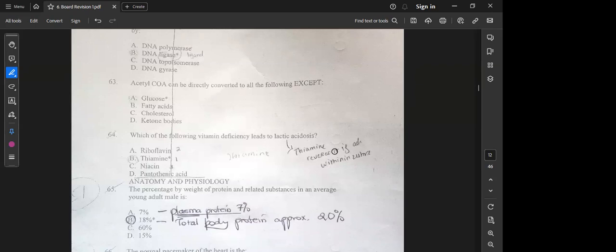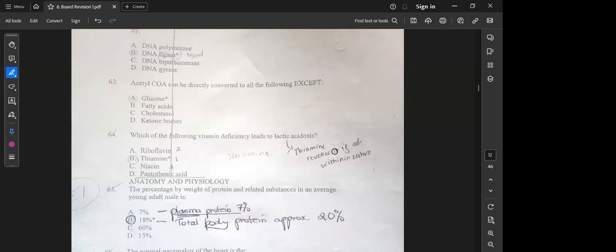Another addition: of the 60% water, 40% is intracellular and 20% is in the ECF. Now when it's converted into liters, in the ICF it's 28 liters, which is equivalent to 40%, and in the ECF it's 14 liters, which is equivalent to 20%. And they're also adding that the average young adult male has 15% fat.